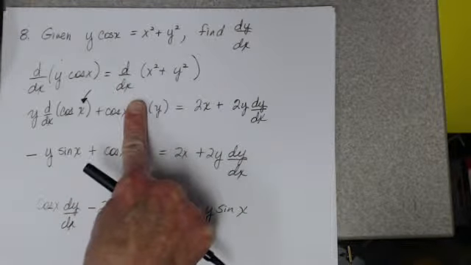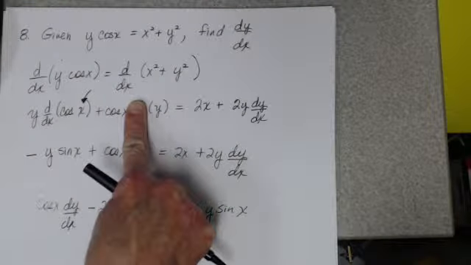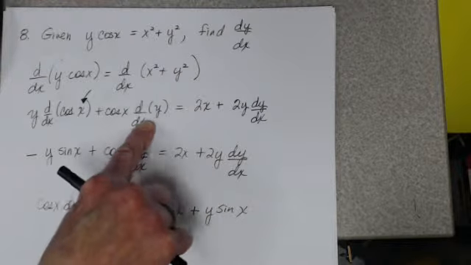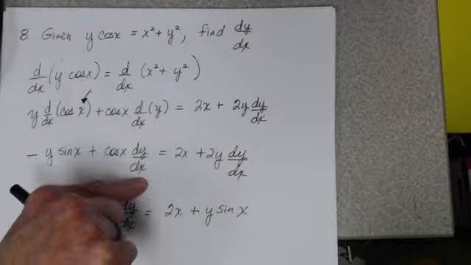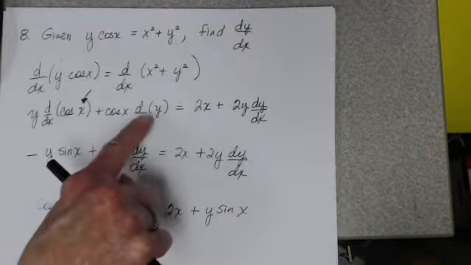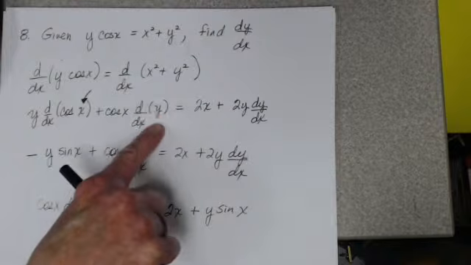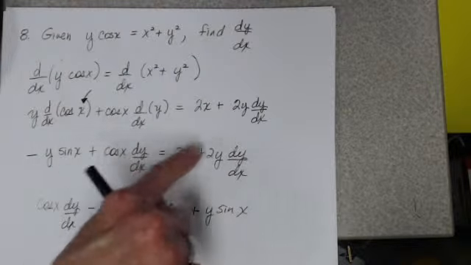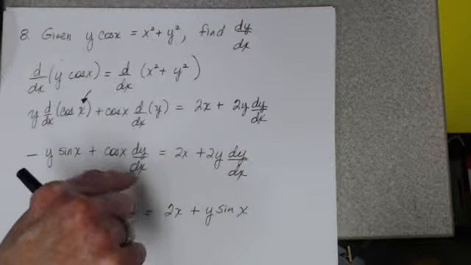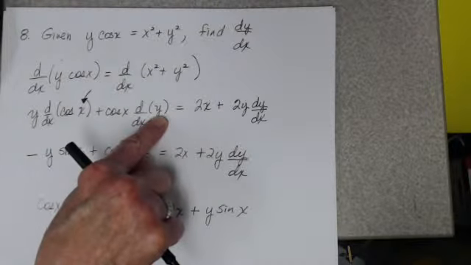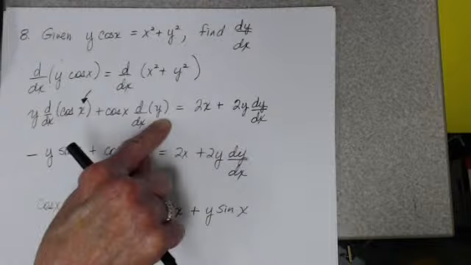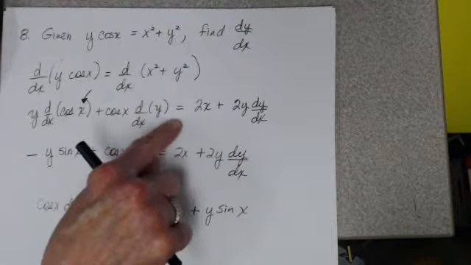Now y is assumed to be a function of x, but y is not stated explicitly in terms of x. So when I take the derivative of y with respect to x, the only way I can express it is dy dx. I don't know how y is defined in terms of x, and it doesn't make any difference. That is the derivative of that identity function, the way it's written there, the function y with respect to x.